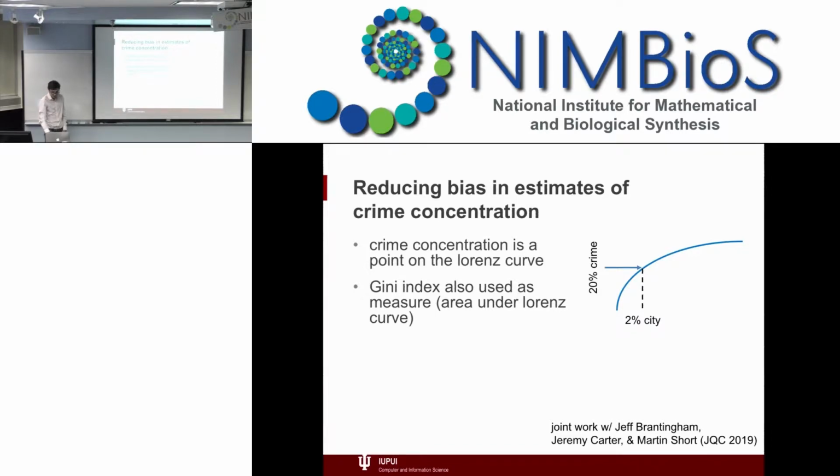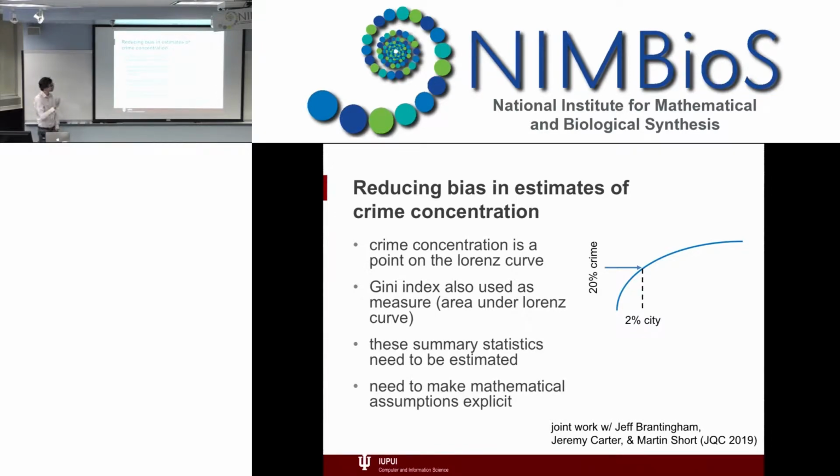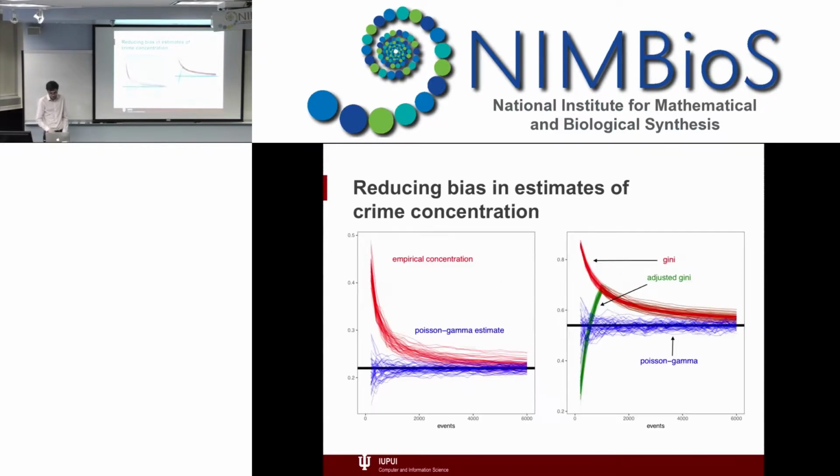This is like the average of crime concentration. If we use these standard summary statistics, like the ones I presented on my first slide, it turns out they're very biased because of the reason I just showed you. We need to make our mathematical assumptions explicit to correctly estimate the concentration of these events. So here's another way of looking at it. Take a synthetic model, where every area in the city is a Poisson process with a different rate, but it's fixed. It's stationary. It's not changing in time.